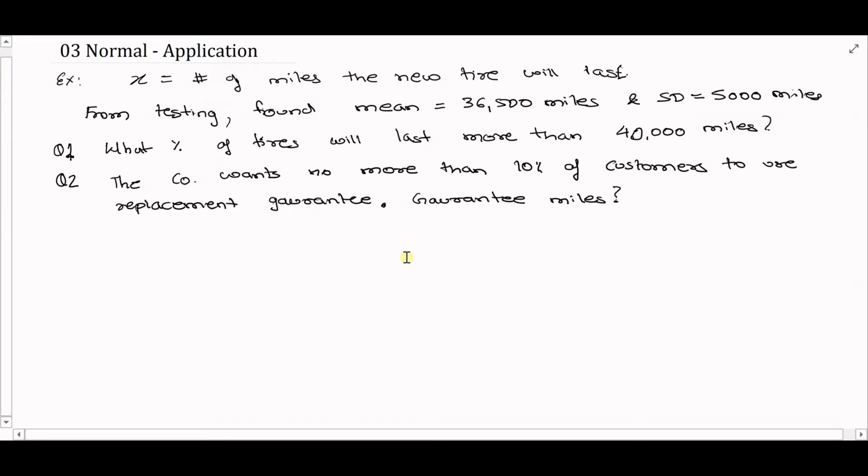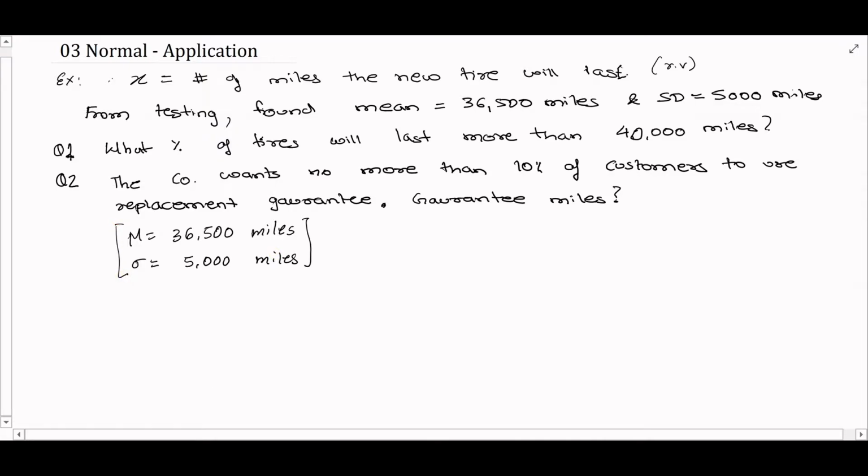In this video, we will consider an application of a normal distribution problem. Let's say that x is the number of miles that the new tire will last. And from testing, we find that the mu, or the mean, is 36,500. So on average, that's how many miles the tire will last. And we found the standard deviation to be equal to 5,000 miles. So that's what the data is telling us.